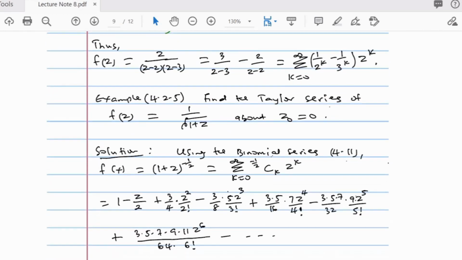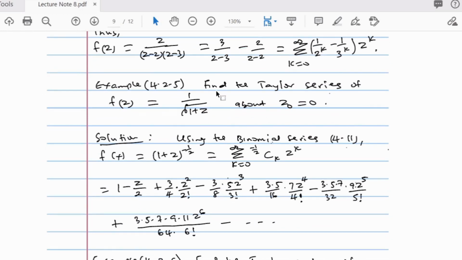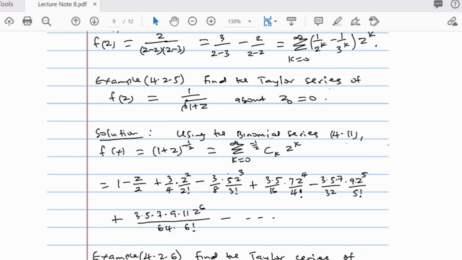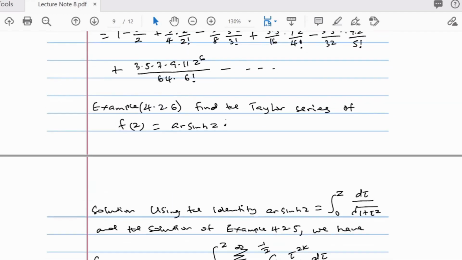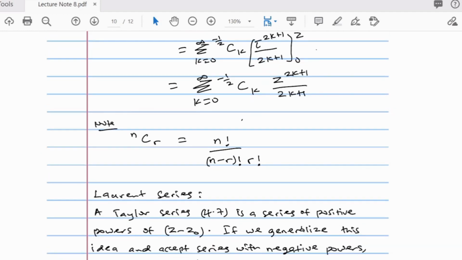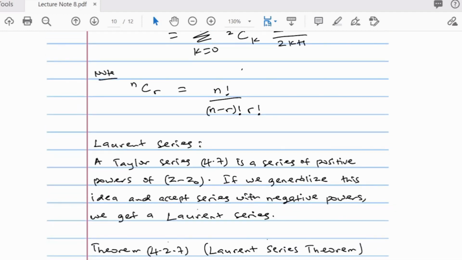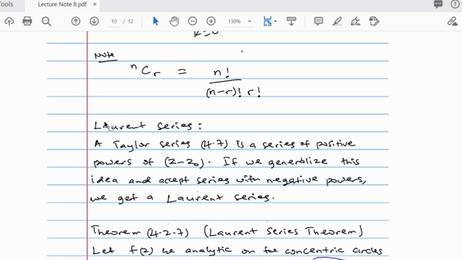Okay, so you can do the same thing for this. We can find the Taylor series of this at z naught equals 0. So this is also a very straightforward thing to do. Not to waste my time, I want to go to Laurent series, so let me go to Laurent series and round up with it.